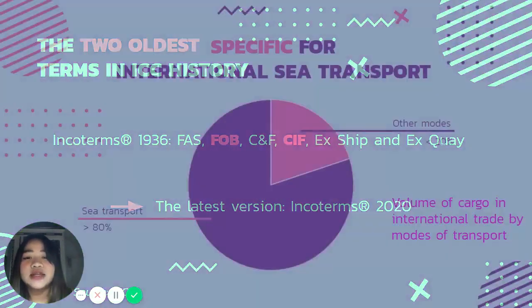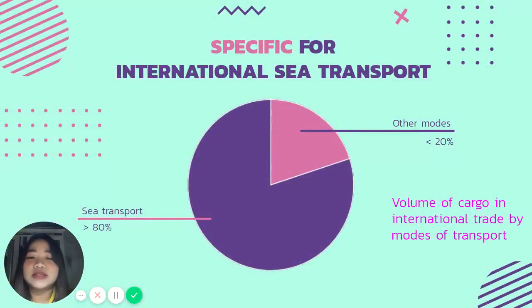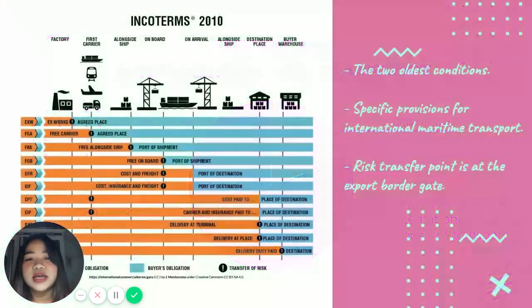The second reason that I want to mention is that there are specific provisions for internal maritime transport, which is the most popular mode of transport. More than 80% of the cargo all over the world is transported by vessel, so specified terms for sea freight such as FOB and CAF are preferred. In addition, the provisions of FOB and CAF also contribute to their popularity in international transportation.